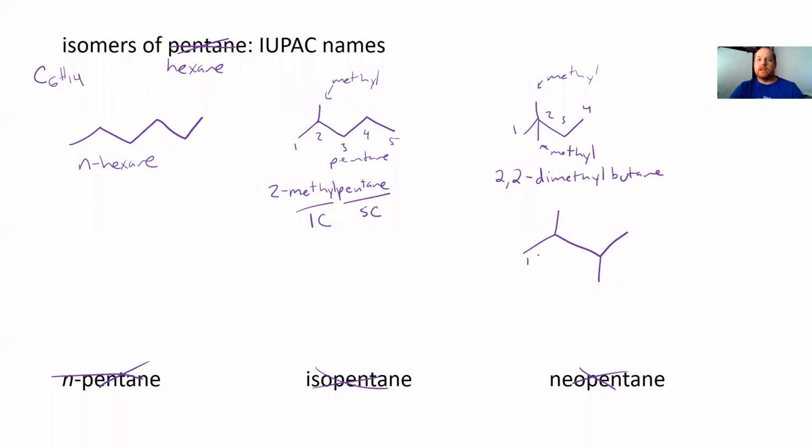This next one, we number it. We can do it from either side. So 1, 2, 3, 4 carbons. And we have 2 methyls. Again, we have a butane as our parent chain, or the base chain. Here, one of the methyls is at the 2 position and one of them is at the 3 position. So we'll call that 2,3-dimethyl butane.